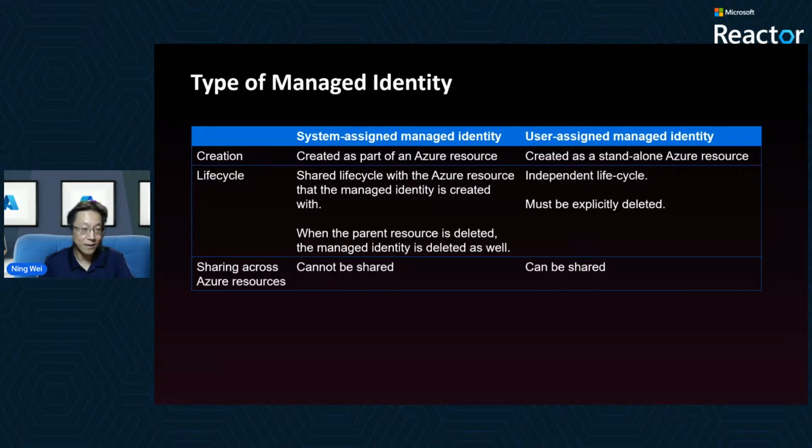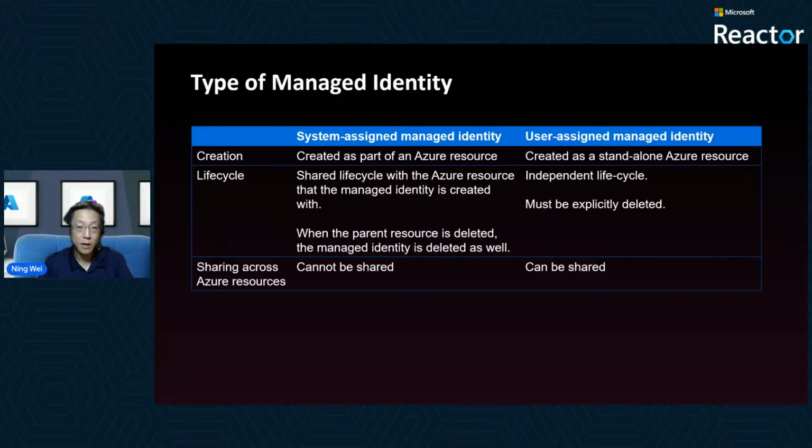For example, if I have a cluster of servers, a cluster of virtual machines, I can use a single user assigned managed identity for all these servers in the cluster, right? All these servers are identical as part of the cluster, so they will have the same permission to go to some backend resource. So instead of creating a lot of system assigned managed identities and then having to assign the permission one by one, I can use a single user assigned managed identity, which simplifies some of the permission management, okay?